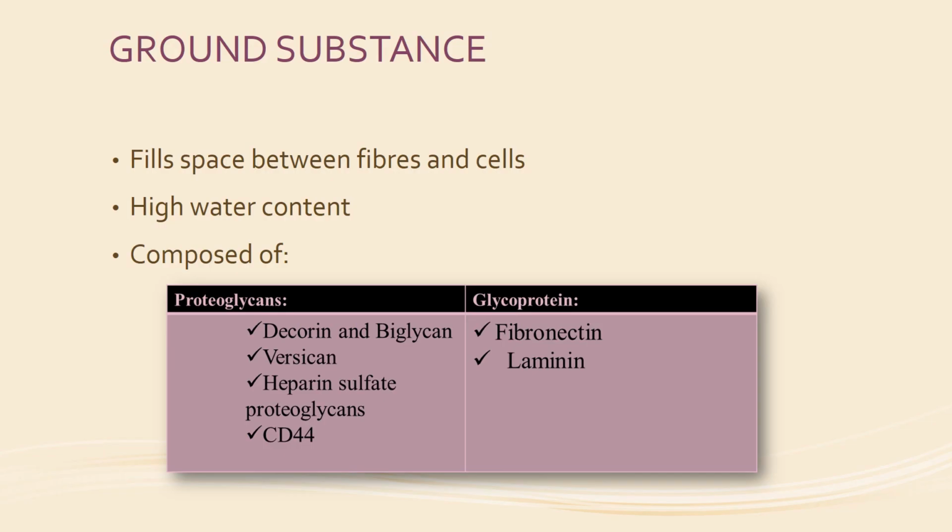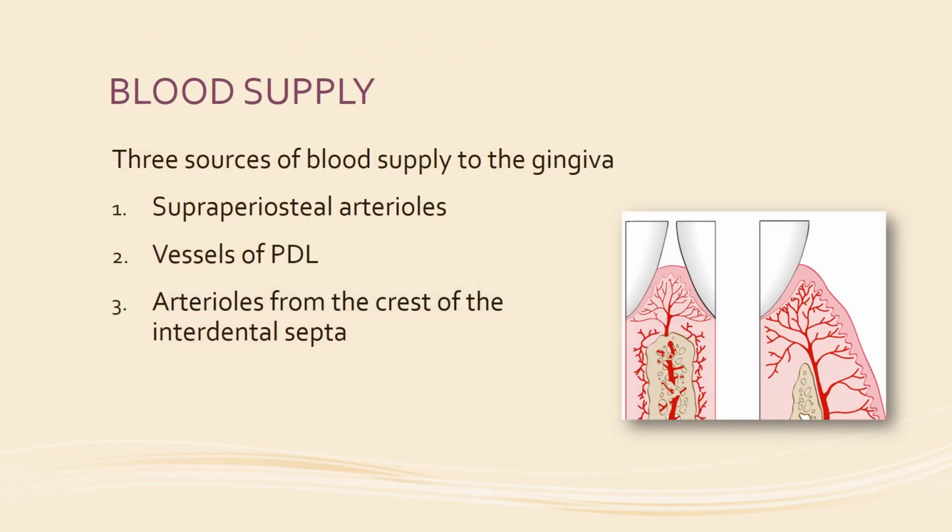Coming to the ground substance, it fills the spaces between the fibers and cells, is high in water content, and is composed of proteoglycans and glycoproteins. Coming to the blood supply of the gingiva, there are three sources: supraperiosteal arterioles, vessels of the periodontal ligament, and arterioles from the crest of the interdental septa.